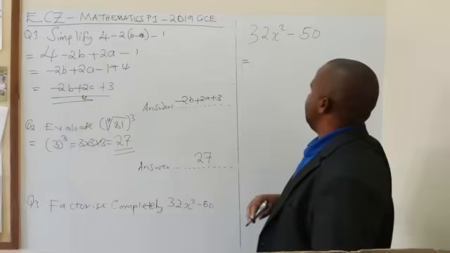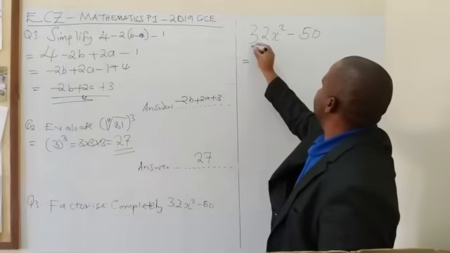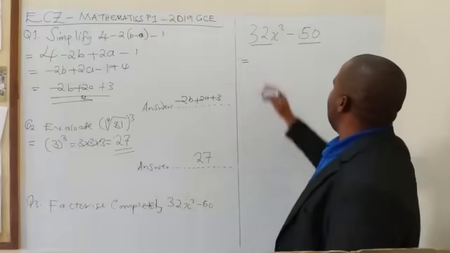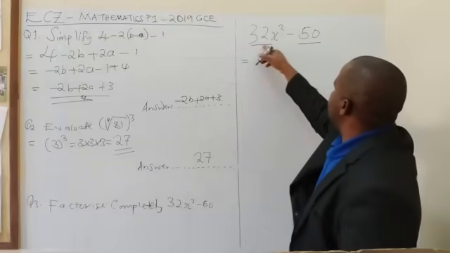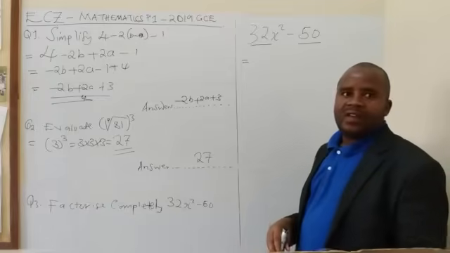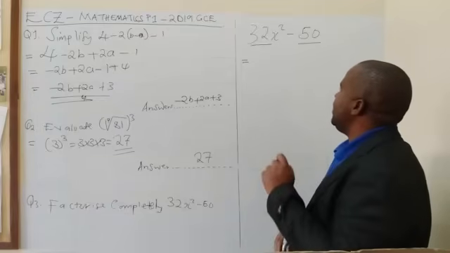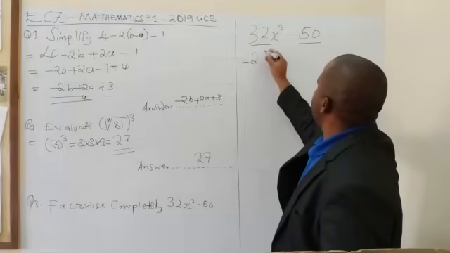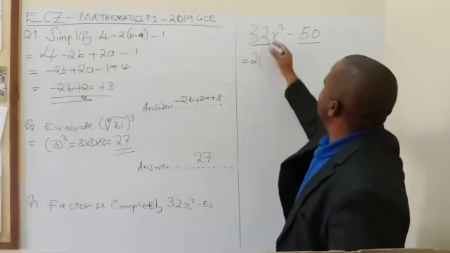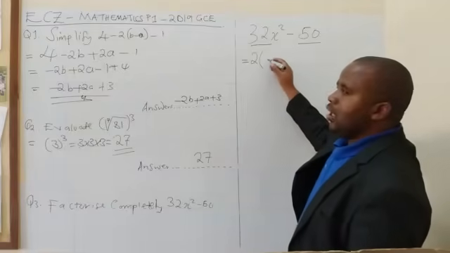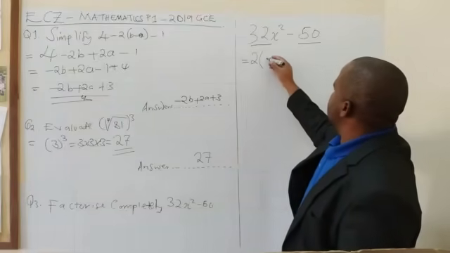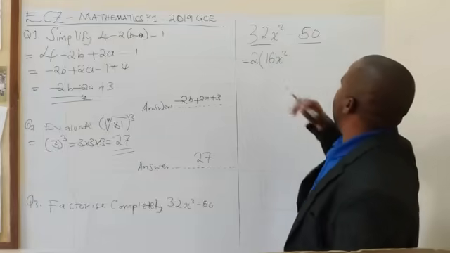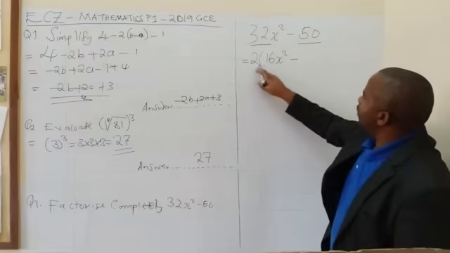The first thing is, do I have a factor that can divide into this? So I can compare this number and that one. Now 32 and 50. Do you have a number that will go into this? Yes, we have. And the number is what? 2. So say 2, open the bracket. 2 into 32 we have 16x squared, because this will remain, minus 2 into 50 we have 25.